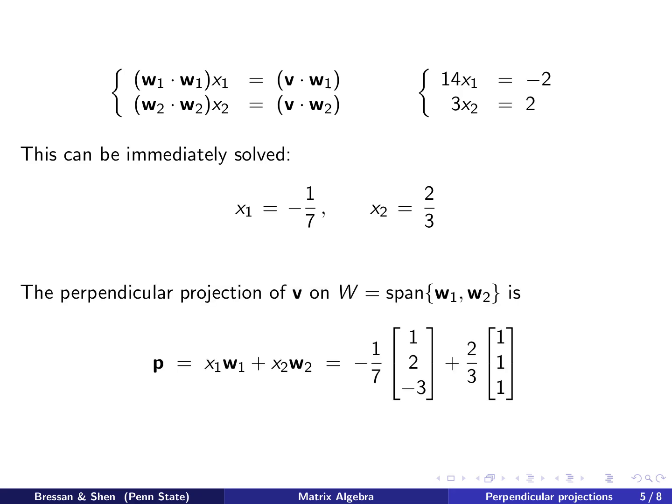Okay, so finally we can put them back into the formula for this perpendicular projection of v onto W. We call this P, which is just the linear combination with the coefficients x1, x2, which we just worked out. And then you put in these numbers and put in W1 and W2, and that's the vector. You can easily work it out and add these numbers up, so I'll leave that as an exercise.